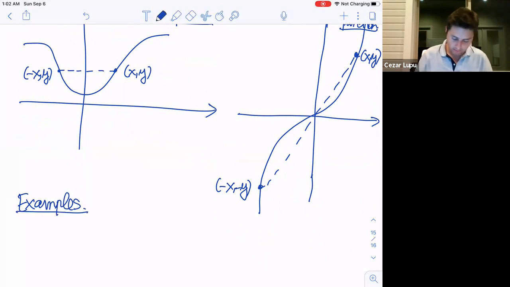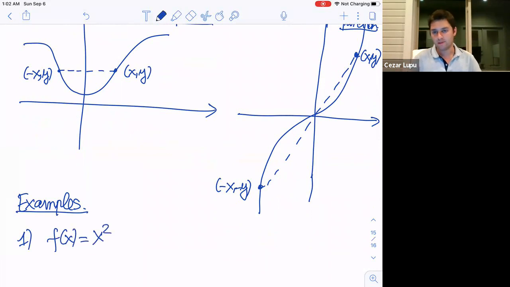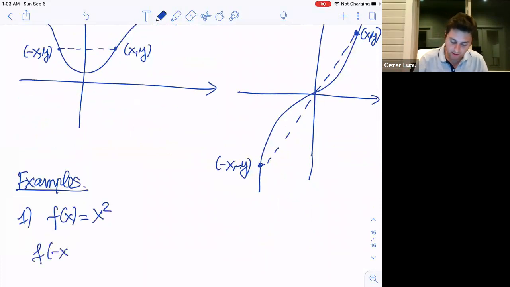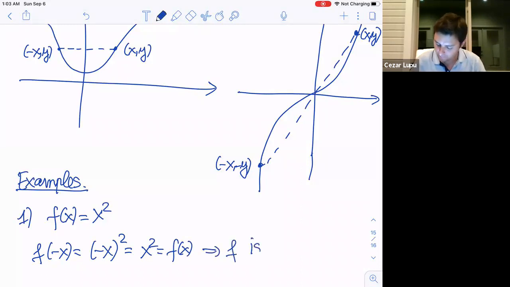The first one, f of x equals x squared. What do you think of this function? Is it odd? Is it even? Well, it's quite clear what happens. If we evaluate f of negative x, this will be negative x squared, which is nothing else than x squared, which is f of x. So this implies that f is even.